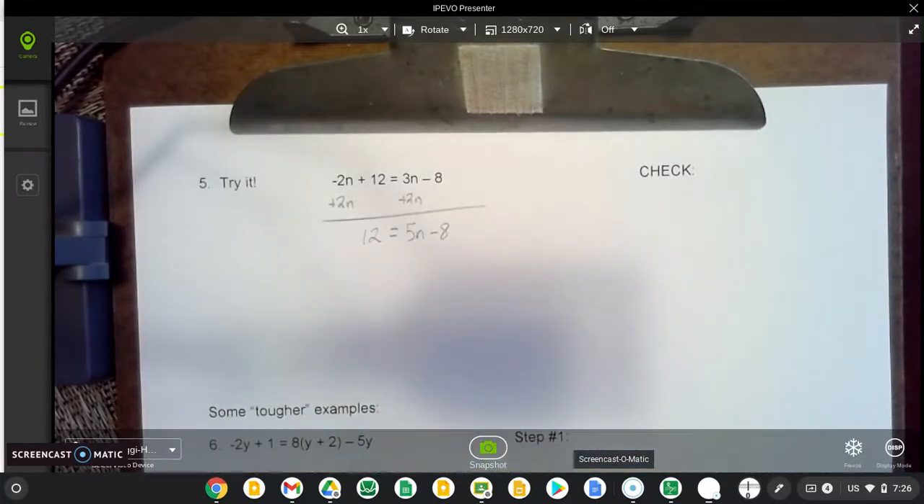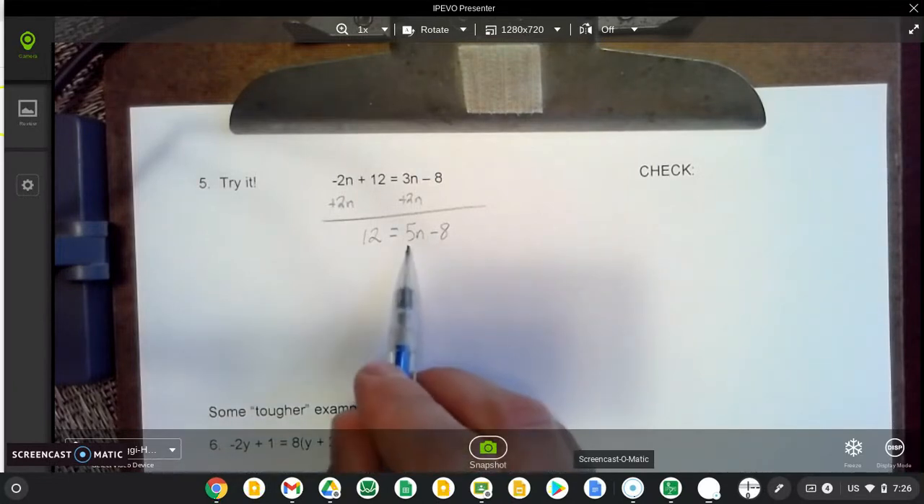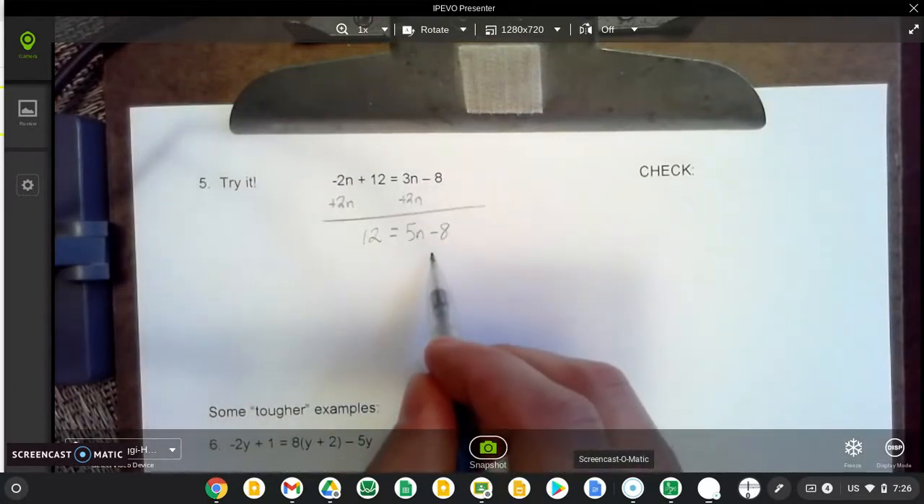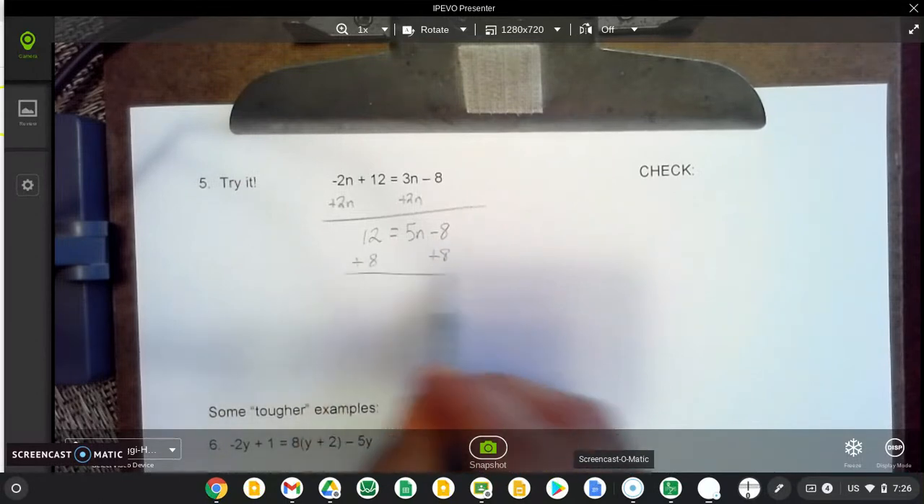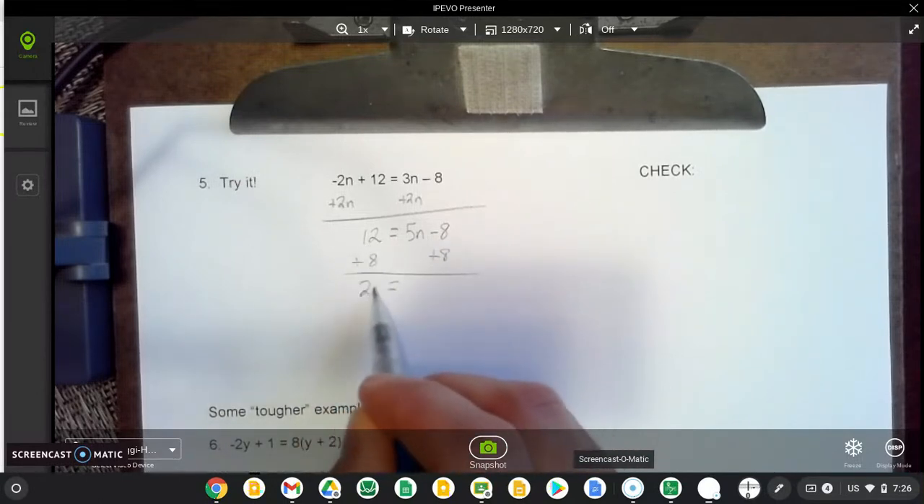Now we have our two-step equation, so let's isolate the variable term 5n. I have a negative 8 here, so I'm going to add 8 to each side. 12 plus 8 is 20.